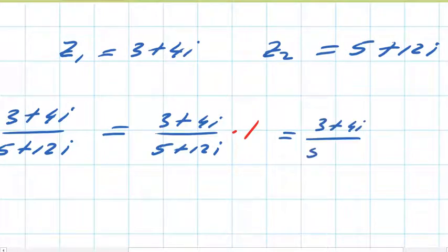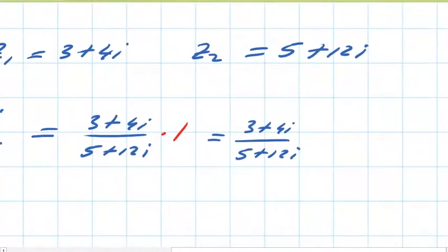1 is anything divided by itself is 1. So we can actually be creative here and say, get the conjugate of what's below the line, and we'll explain why we're doing that in a minute. In the next step, it'll become obvious.